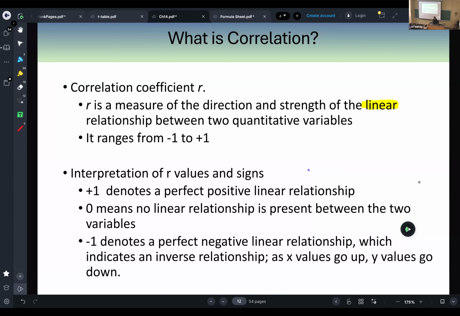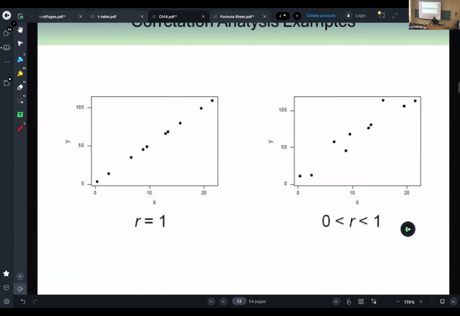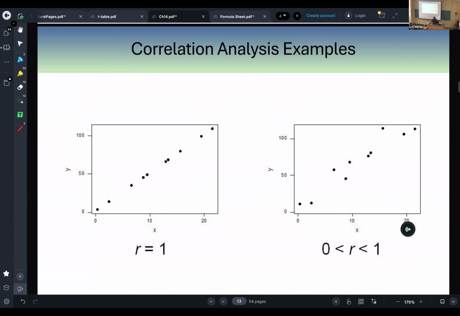The interpretation: +1 denotes a perfect positive linear correlation, a perfect positive linear relationship. 0 means there's no correlation, so there's no linear relationship present between the two variables. -1 would be a perfect negative linear relationship. Let's just look at some of these to remind you how that looks.